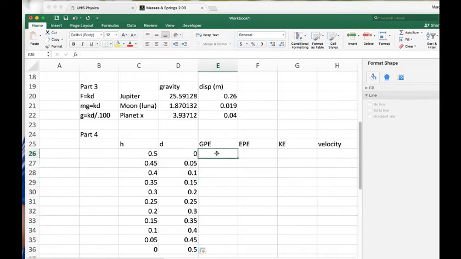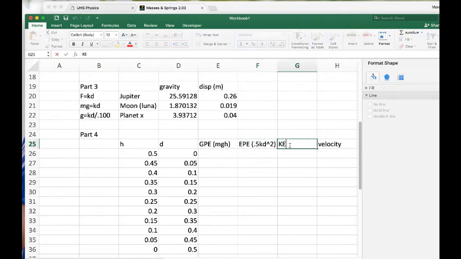So we want to figure out our gravitational potential energy at the top. So at the top, before we dropped it, all the energy is gravitational potential. It is not stretched to spring at all, so there's no elastic, and it's not moving, so there's no kinetic. So just to make sure we remember the formula, gravitational potential is mgh. And elastic potential is 1/2 kd squared. And kinetic is 1/2 mv squared.